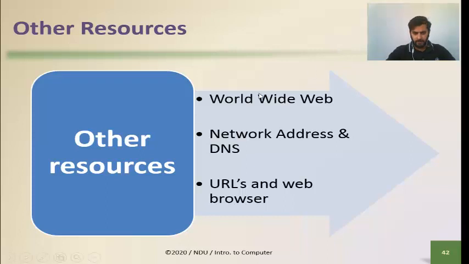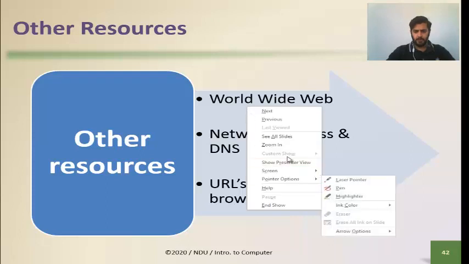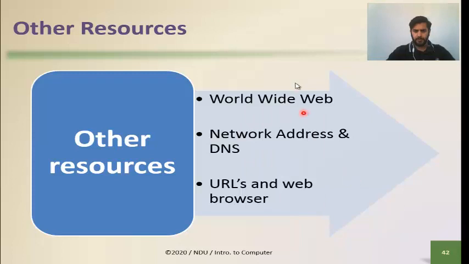After discussing the hardware resources, we have to shift towards some of our software resources needed for an internet connection. So we have three things to discuss in this lecture. The first is the World Wide Web, the second is network addressing and domain name addressing, and the third one is URL and web browsers.